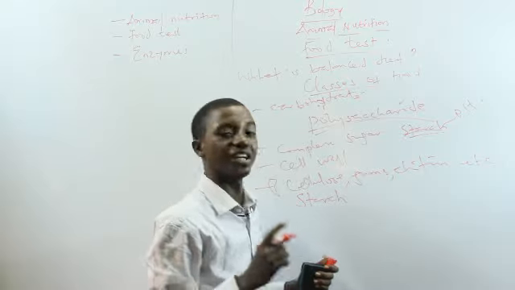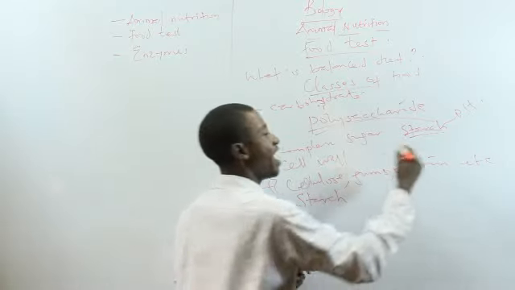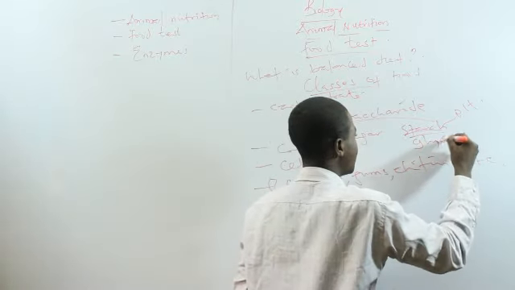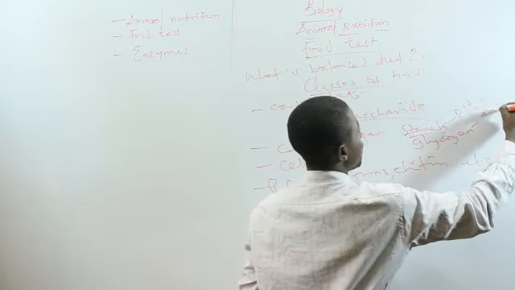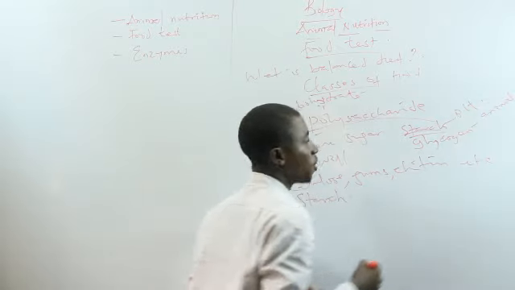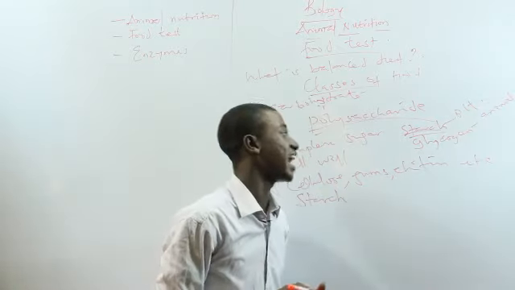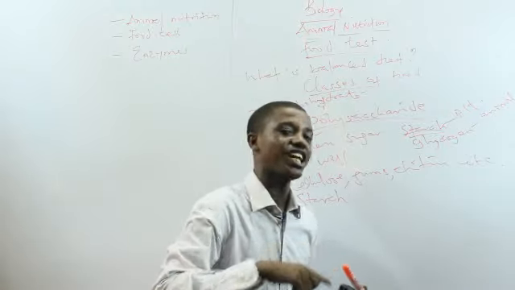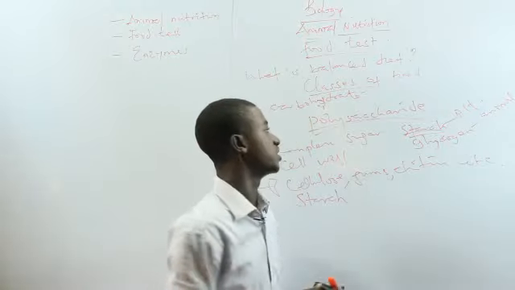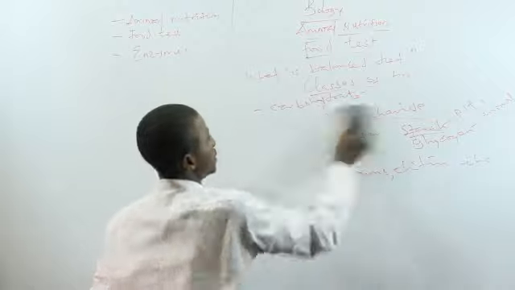How then is carbohydrate stored in animals? Carbohydrate is stored in animals as glycogen. Carbohydrate is stored in plants as starch. It is stored in animals as glycogen. So let's quickly take a look at protein.